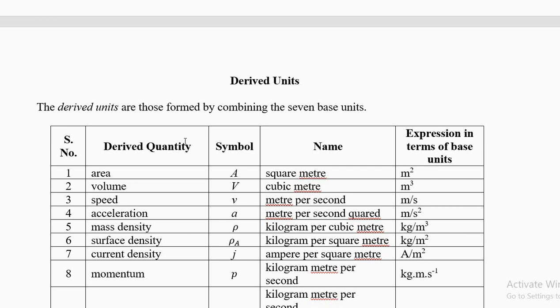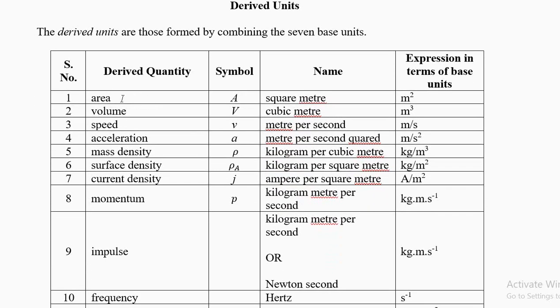So now let's look at them. Some people use the word basic. It is not correct. It is 7 base units. Now area is meter into meter, length into breadth, you will get meter square. Volume is length into breadth into height, you will get meter cube.